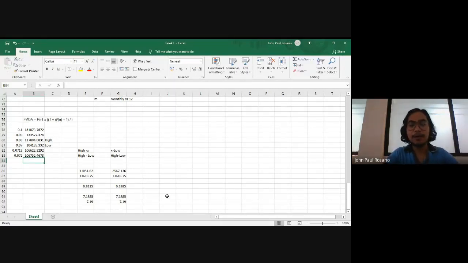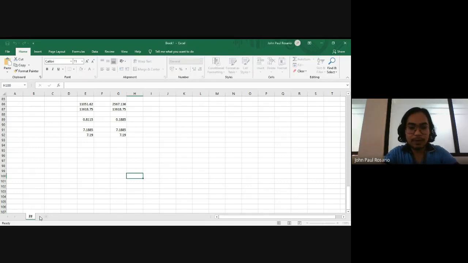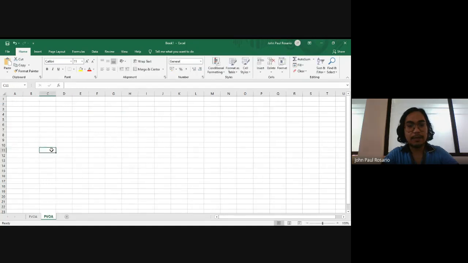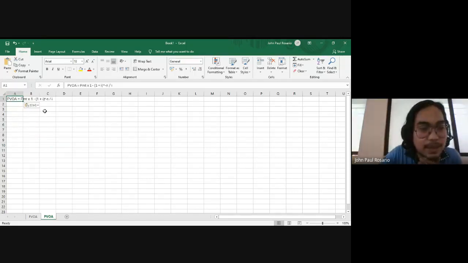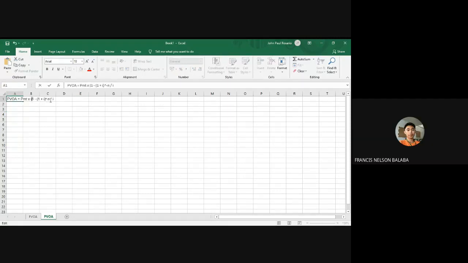So, let's go to our present value of ordinary annuity. When we say present value, can somebody chat me the formula for present value of ordinary annuity? Okay, Erica. So, on this tab we put future value, FV, and on the other tab, let's use PV. According to Erica, the formula for PVOA is payment times 1 minus 1 plus i to the power of negative n, divided by i. Do you all agree? Okay.